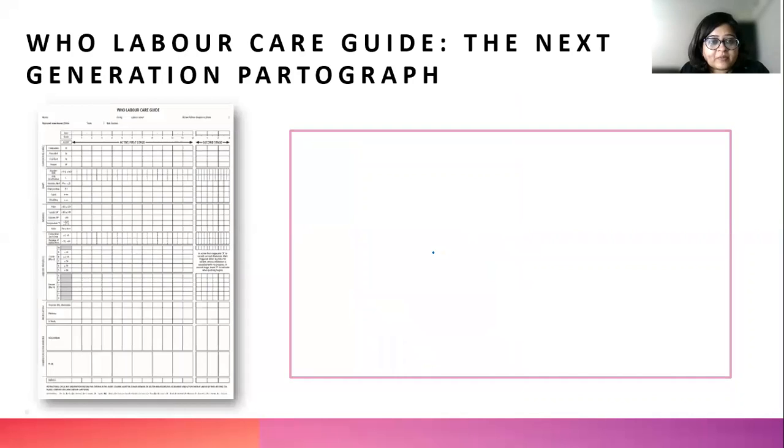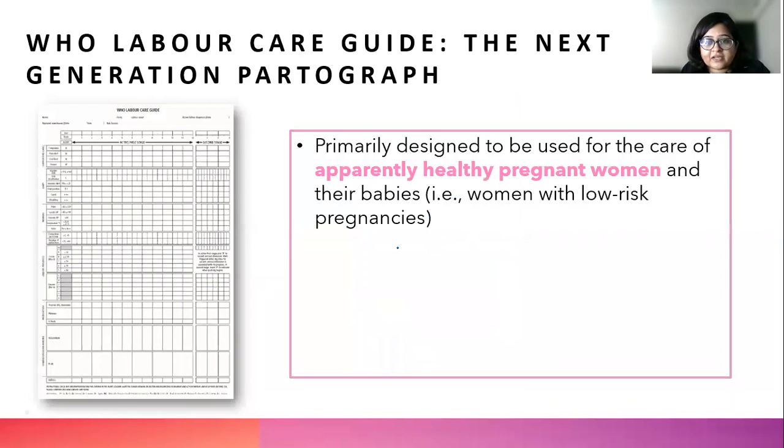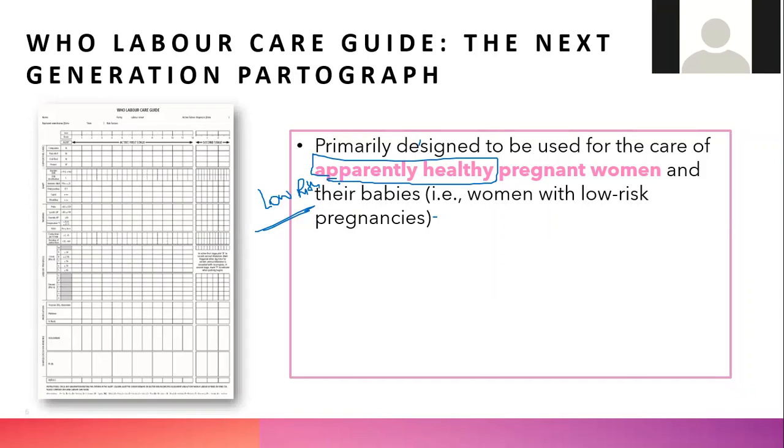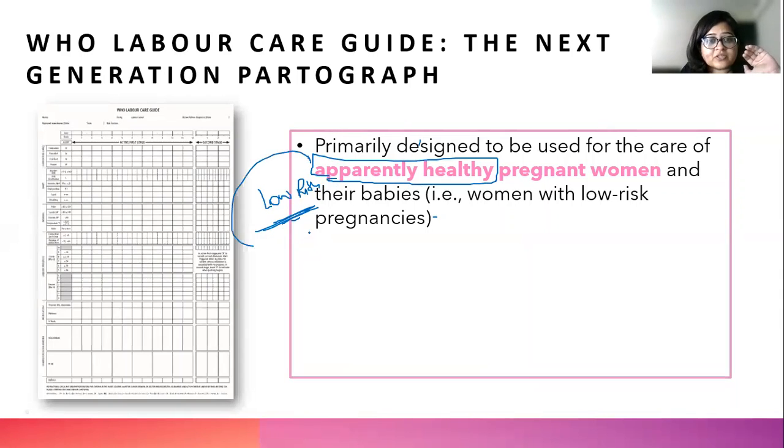Okay, so now remember a few points about the labor care guide. Number one, it is primarily designed for low risk women, that is, apparently healthy pregnant women. So it is not to be followed in high risk. In high risk, you will require much more intensive monitoring. Remember, the labor care guide is only for low risk women. If it comes as a potential MCQ, this can be asked. So it is not for high risk. It is only for low risk women who have no apparent complications.